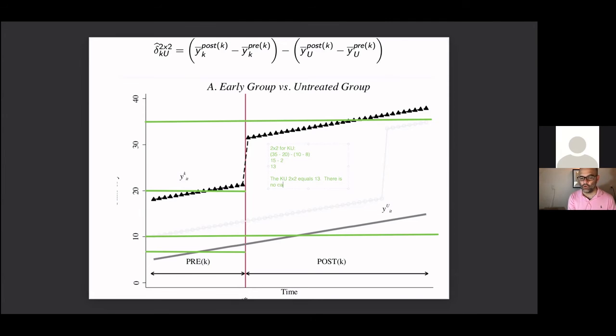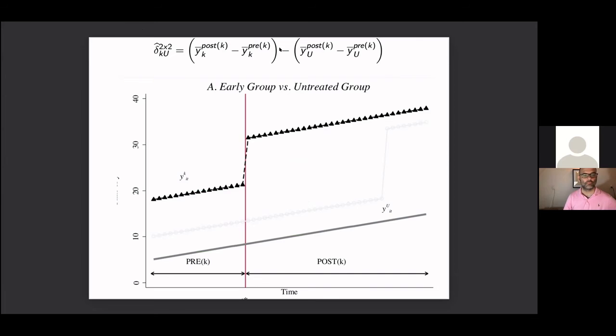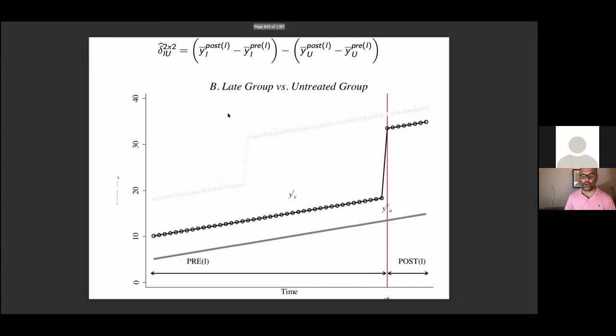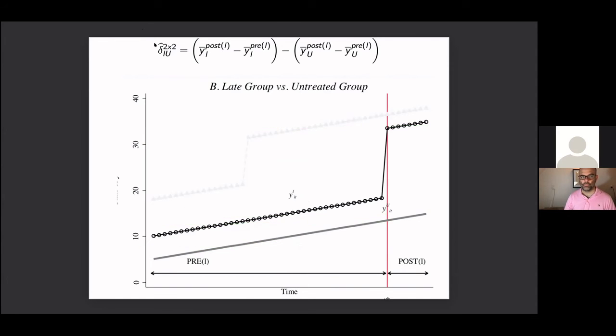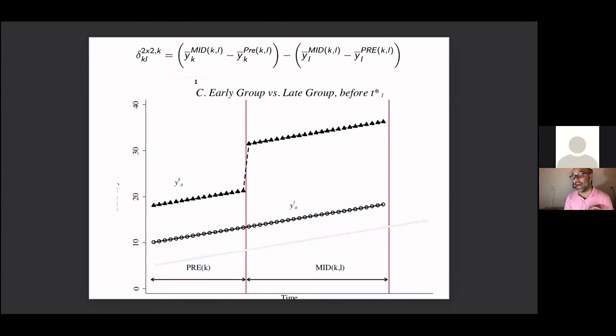There is no causal interpretation here. This is just a number we calculated using that formula. All right. So we go to the next one. We go to LU. Right. LU is the same thing. Okay, we do all those calculations, we get a number. Then we get some K to L comparisons, right?